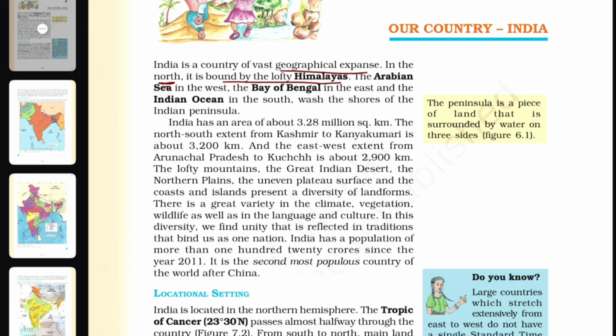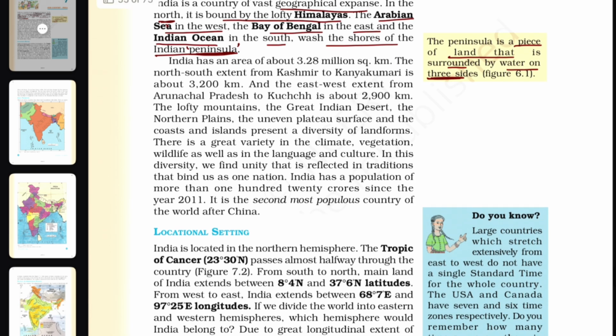India is a vast geographical expanse. In the north, it is bounded by the lofty Himalayas, the Arabian Sea in the west, the Bay of Bengal in the east, and the Indian Ocean in the south, which washes the southern coast of the Indian peninsula. So India is a peninsular country. What is a peninsula? A peninsula is a piece of land that is surrounded by water on its three sides. Okay, three sides is a peninsula and four sides is an island.